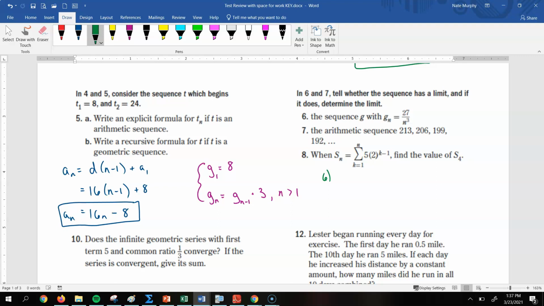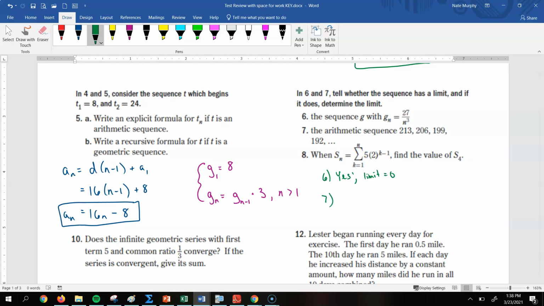So for number 6, it says determine whether the sequence has a limit, and if it does, determine the limit. So for 6, we have 27 divided by n cubed. And so that's one where the denominator has a larger degree than the degree in the numerator. So what that means is that it does have a limit, and its limit would be 0.